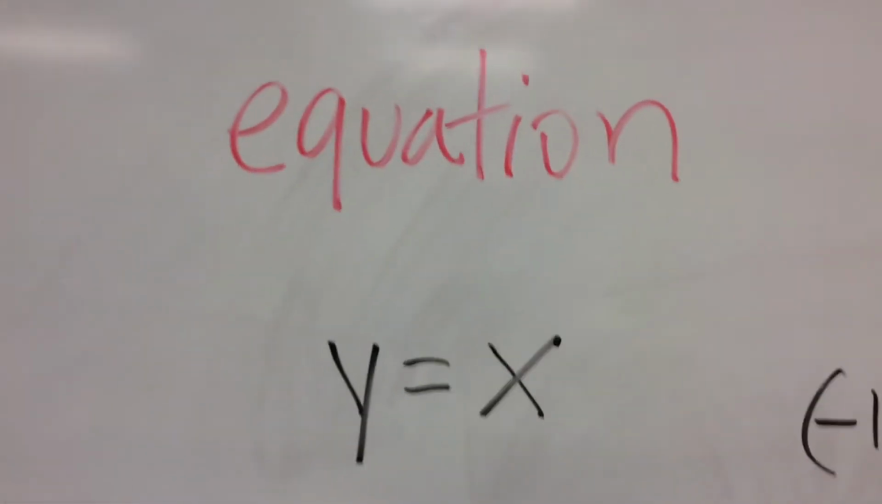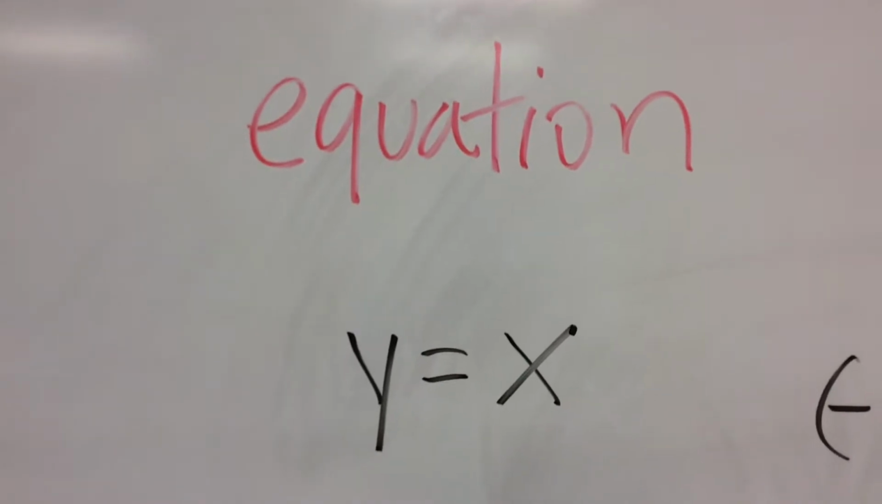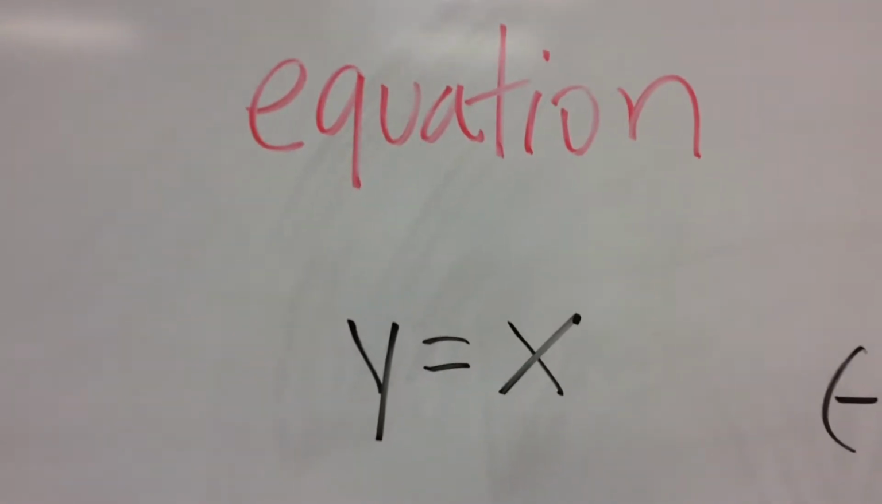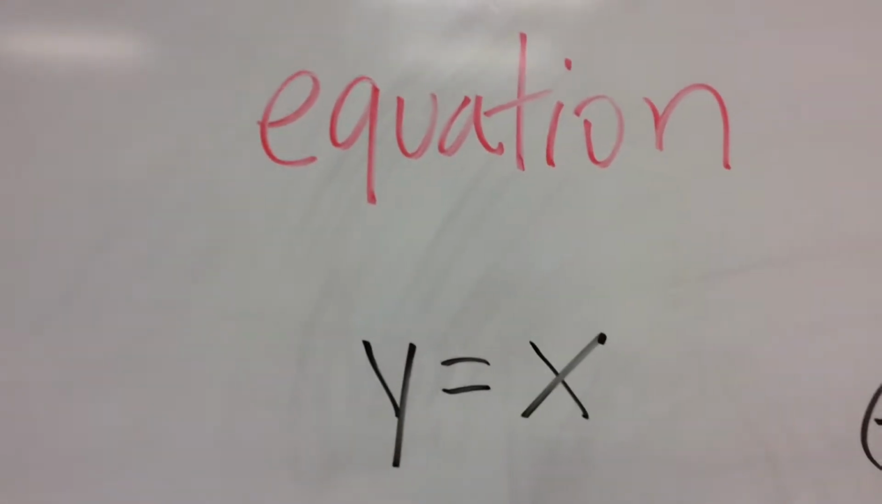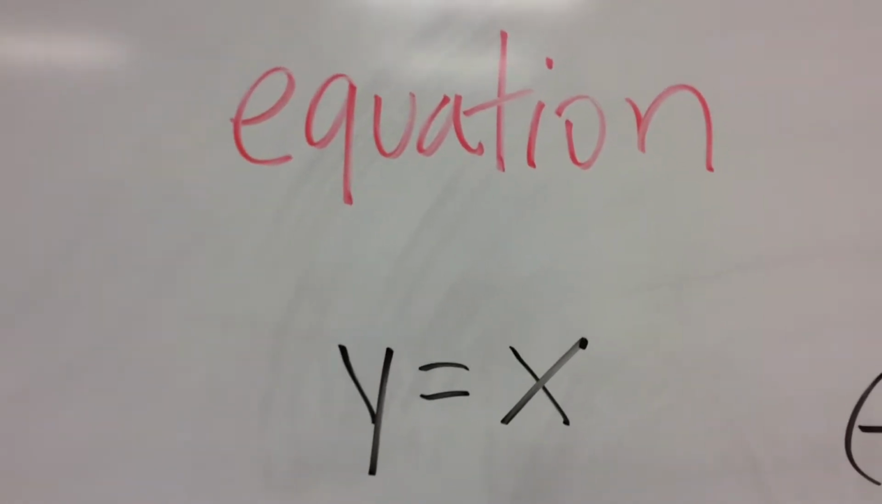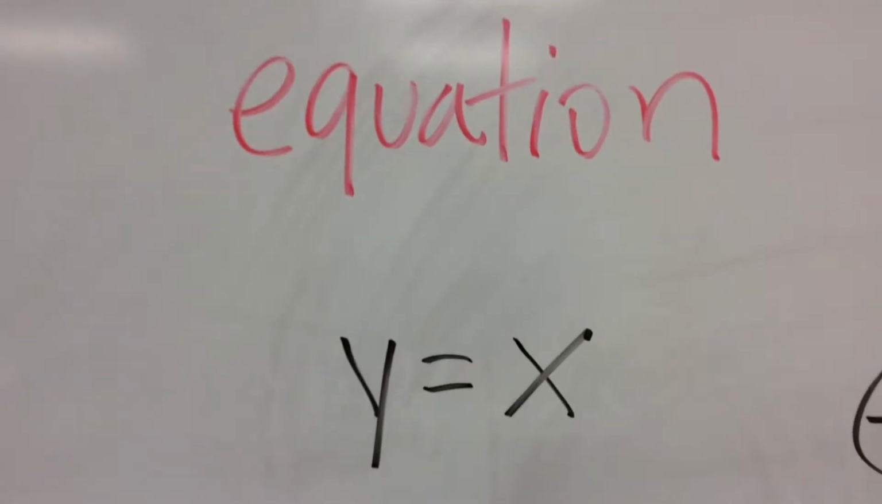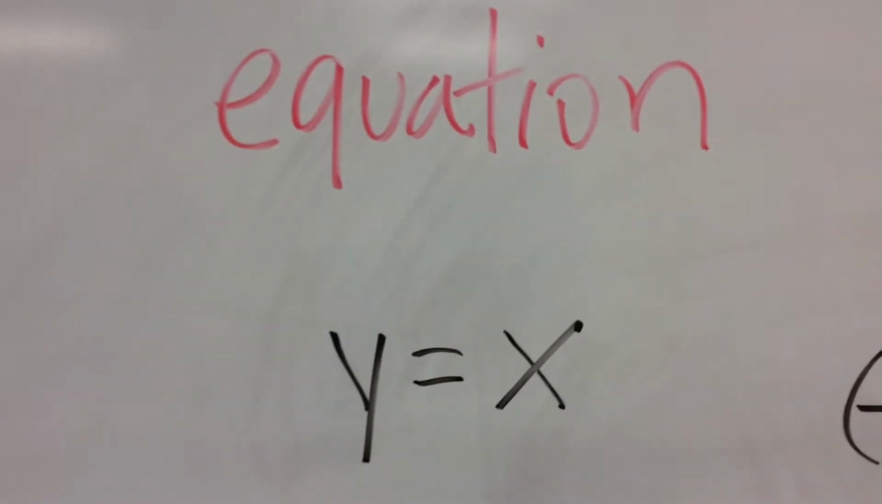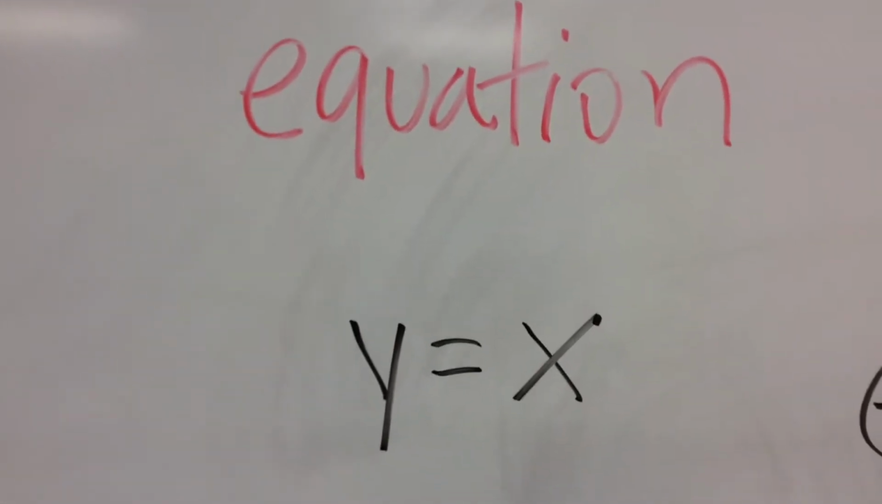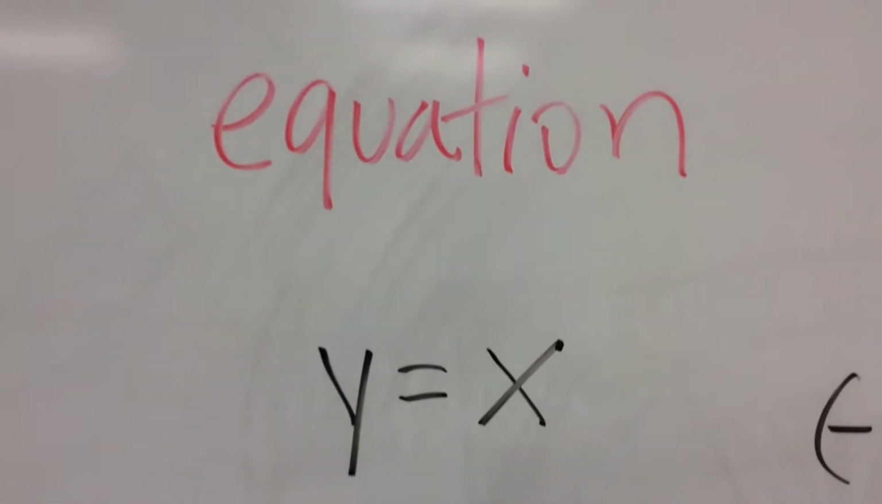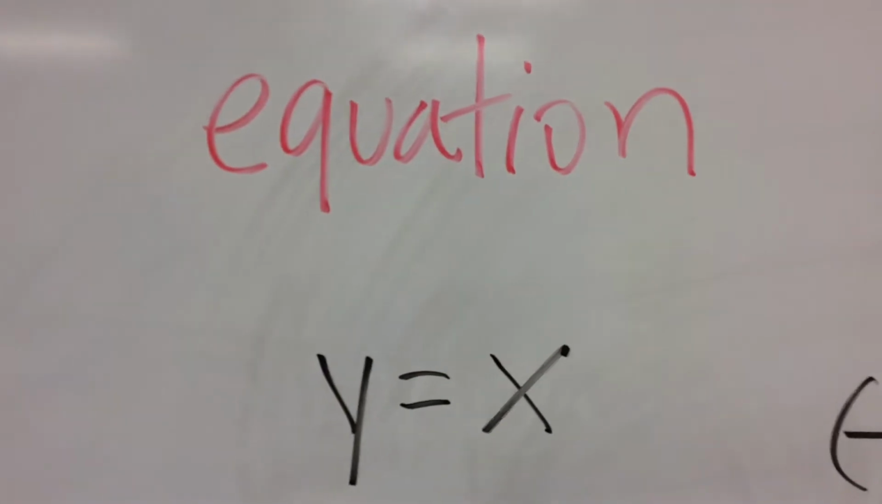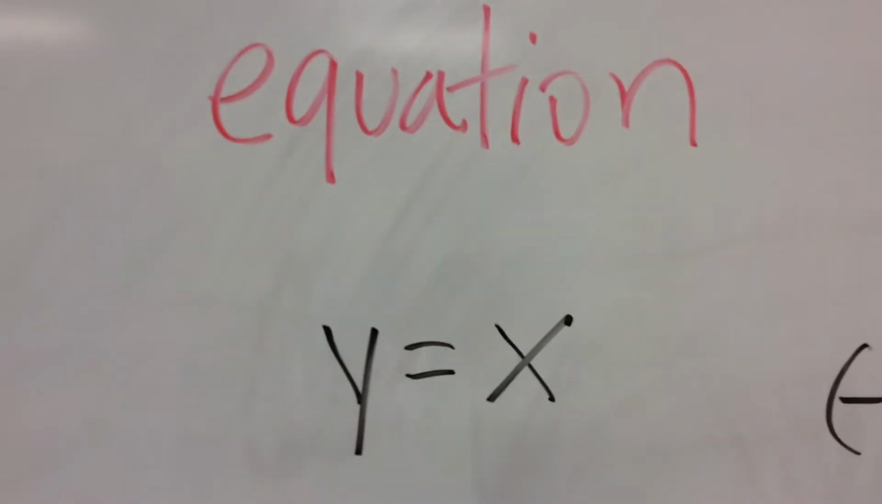Relations can be shown in a variety of different ways. One way is with an equation, where it tells you what one variable is related to the other variable. This is the most simple equation that we have, the parent function y equals x. So whatever the x number is, the y number would be the same. If x was 4, y would be 4. If x was negative 7, y would be negative 7. So this is one way to show a relation between two things.